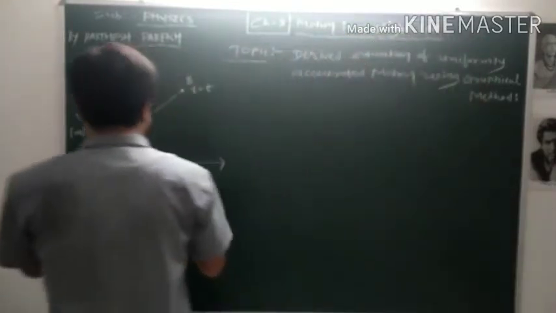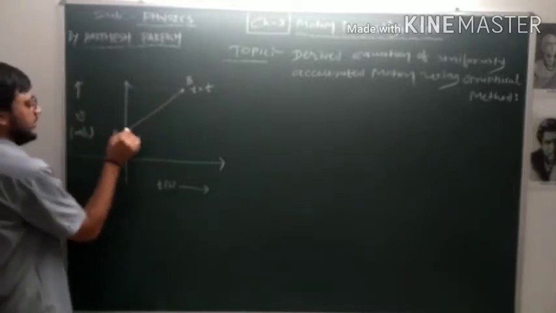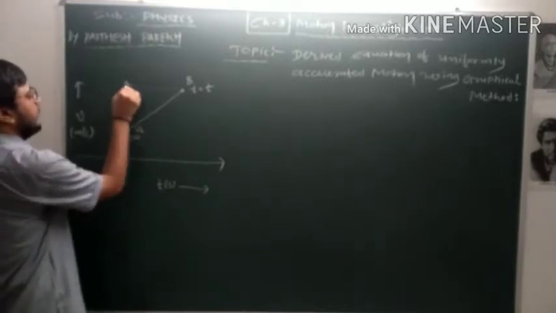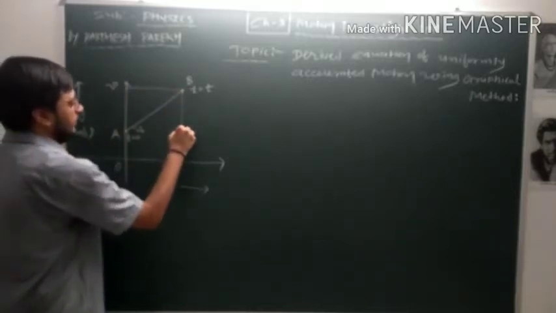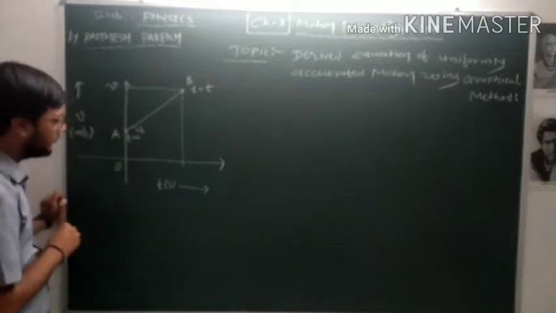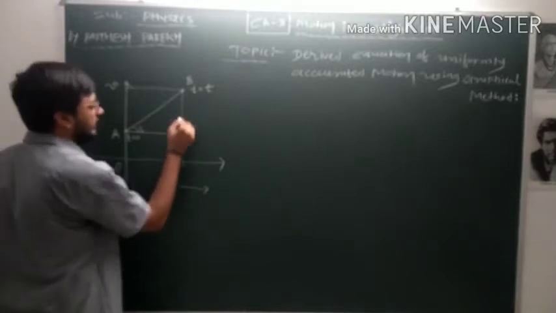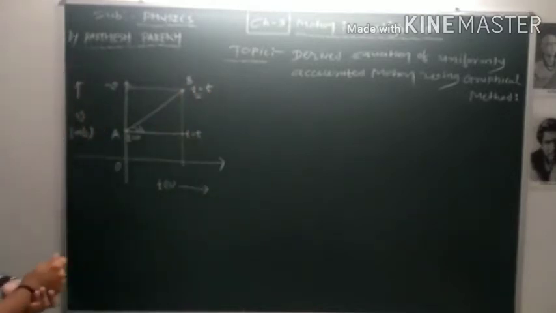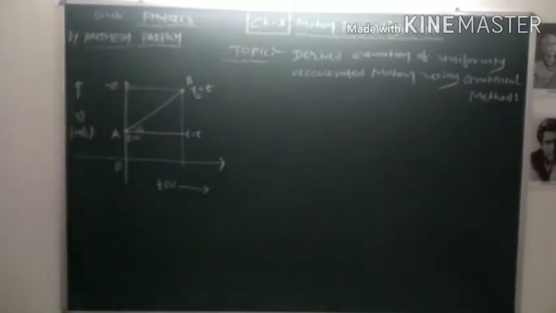Suppose the initial velocity is v naught and the final velocity is v. Suppose the initial time is t equals 0, and the final time when the object reaches from A to B is t equals t. That's how we can draw the graph for uniformly accelerated motion.